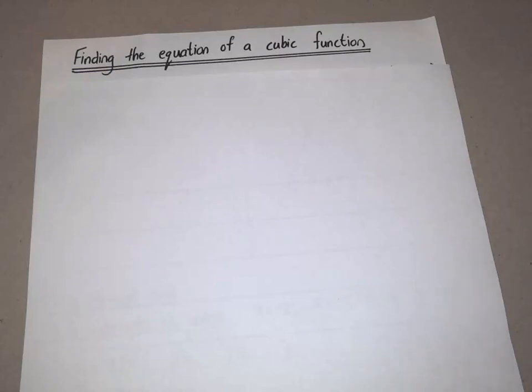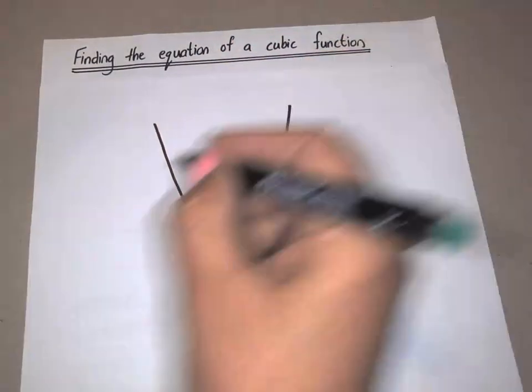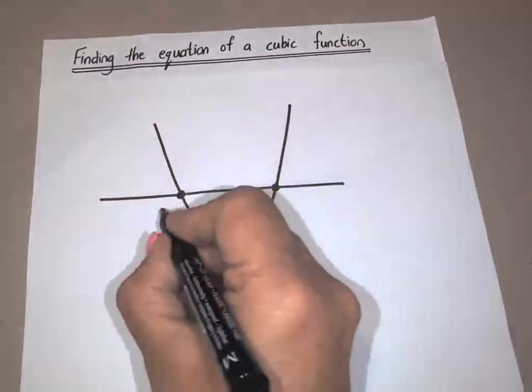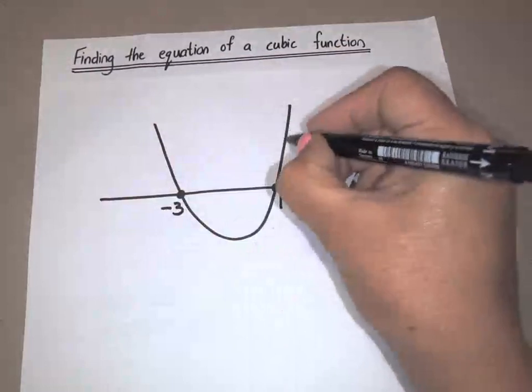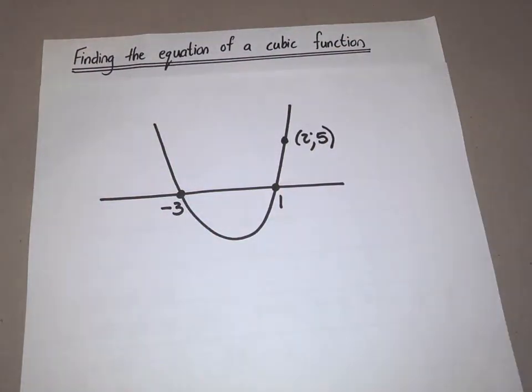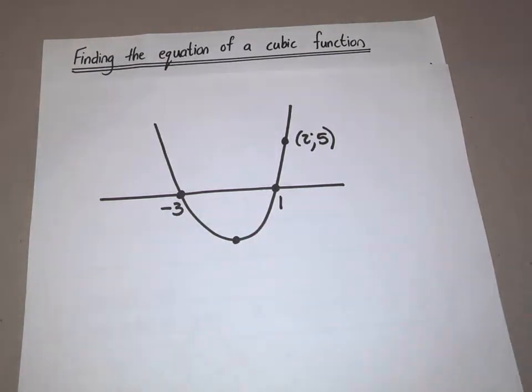Good morning, class. Today's lesson is all about finding the equation of a cubic function. Now, before we can do that, let me take you back to last year, where we had a parabola, and I gave you two x-intercept values, -3, 1, and another point on the graph. When I asked you to find the equation of the parabola, you could have done that with three methods.